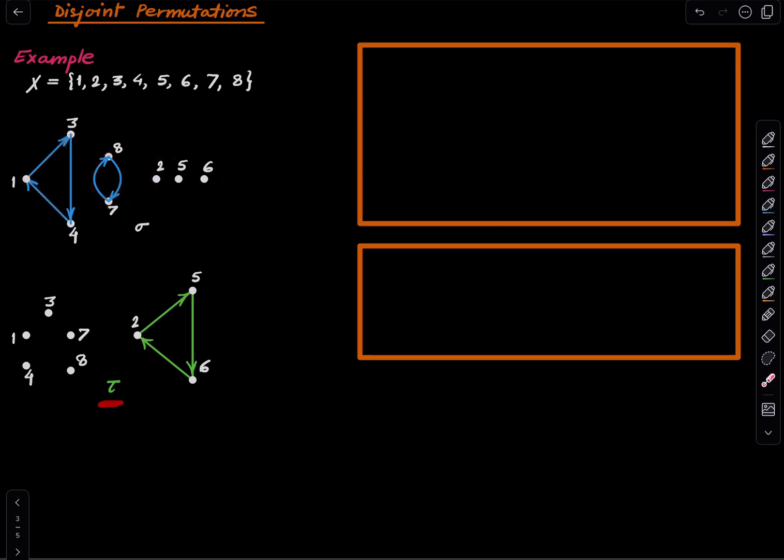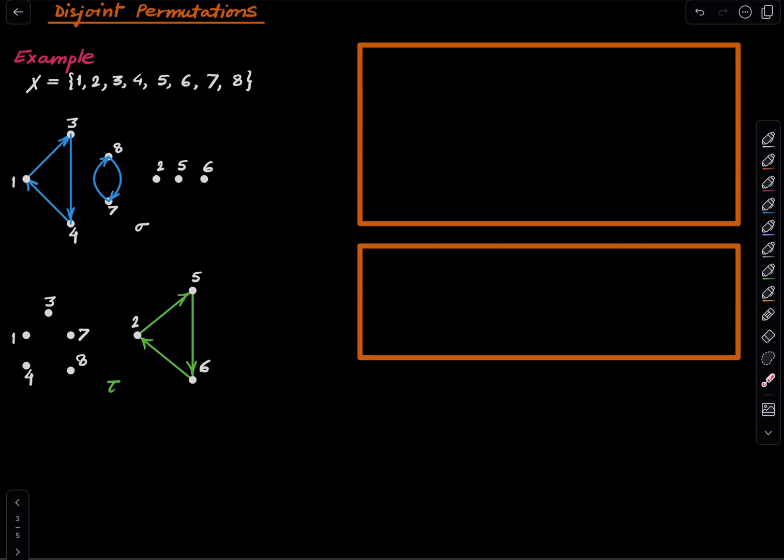And we have tau, whose digraph is here. Here we notice that if sigma moves something, what is sigma moving? Sigma is moving 1, 3, 4, 8, and 7. It is not moving 2, 5, and 6. Whatever sigma moves, tau does not, and whatever tau moves, sigma does not.